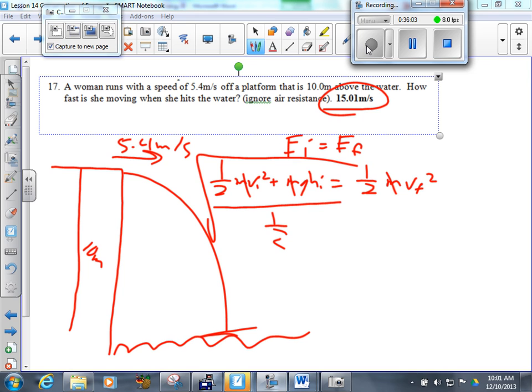No, the halves will not cancel, because this is calculating essentially the mechanical energy. Half times VI. Yep, 0.5 times VI, yep.